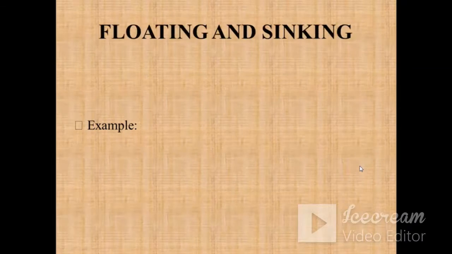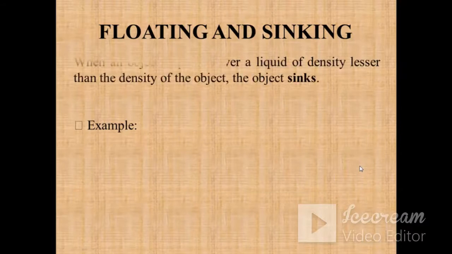First of all, floating and sinking. Floating means whenever you put a body on the surface of a liquid, it will either float on the surface, or float just below the surface, or it will completely sink. Now the conditions which govern this are, first, sinking. When the object is placed in a liquid of density lesser than the density of the object, the object sinks. For example, if you put an iron nail on the surface of water, since the density of iron is 7.8 times more than the density of water, the iron nail is definitely going to sink.